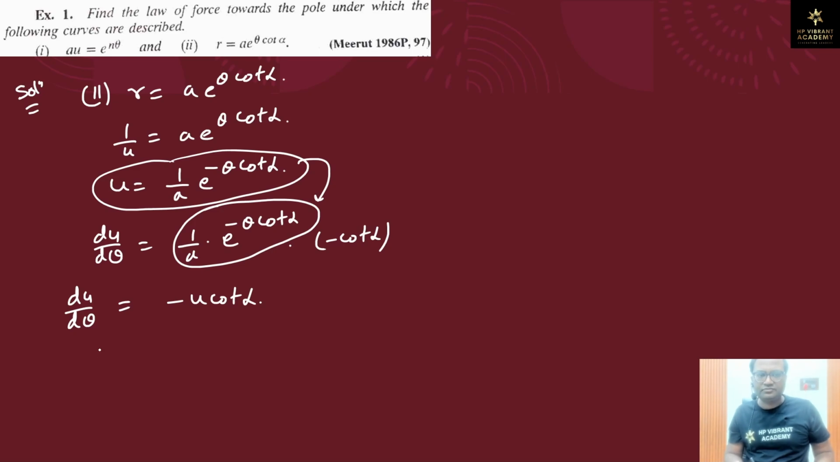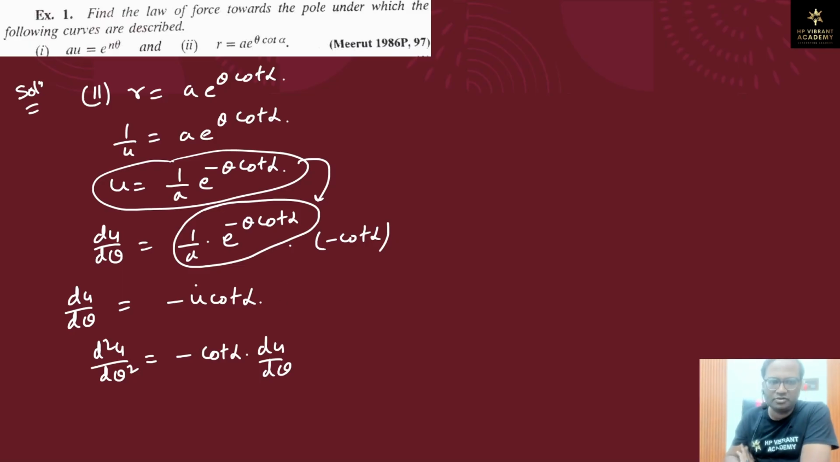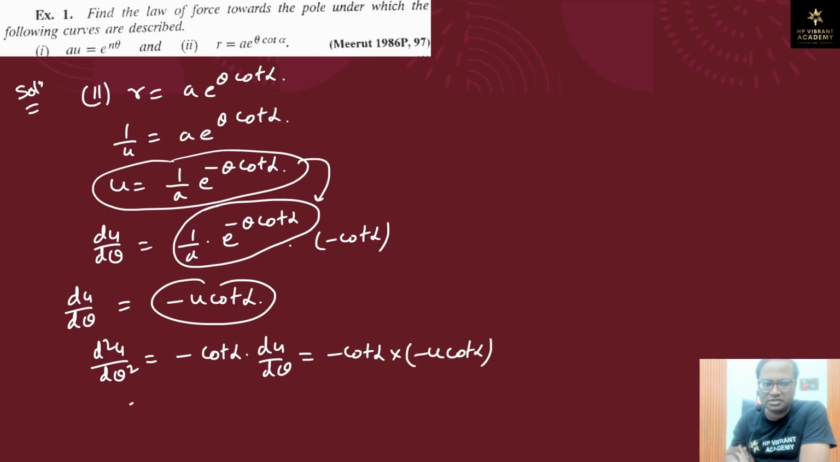So we have d2u upon d theta square is equal to minus cot alpha into du upon d theta. Okay, and du upon d theta is minus u cot alpha. This is equal to minus cot alpha into minus u cot alpha. So we have d2u upon d theta square is equal to u cot square alpha.